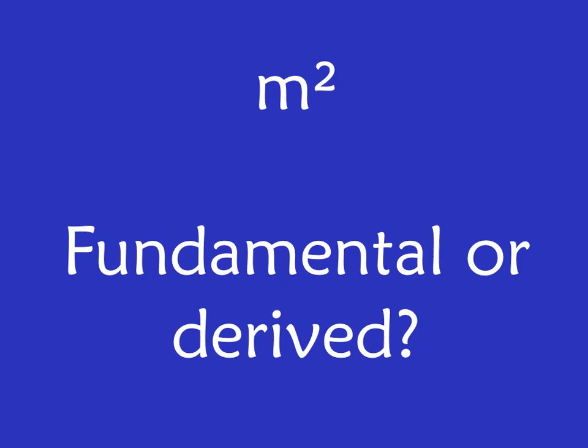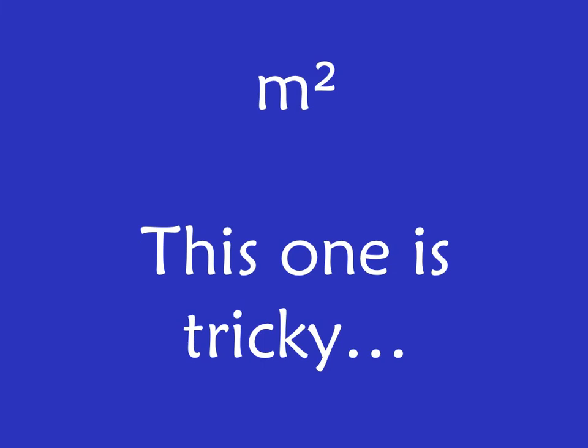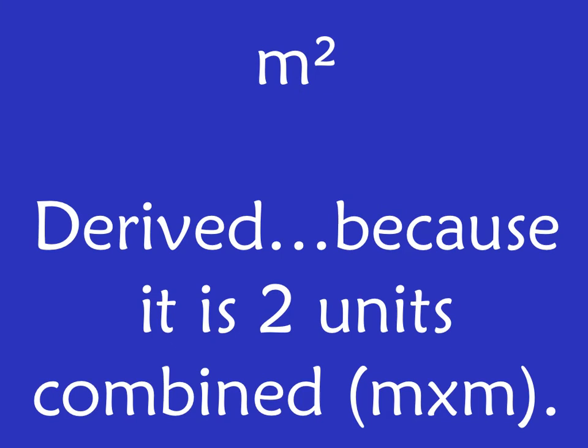Meters squared. Fundamental or derived? This one happens to be a little bit tricky because you may say, well, all we have there is meters, so it must be a fundamental unit. But because we have meters twice, it's meters times meters. That's two fundamental units combined together. Meters squared is actually a derived unit. It didn't say in the definition it had to be two or more different fundamental units. It just said two or more fundamental units in combination. So meters squared is actually derived.